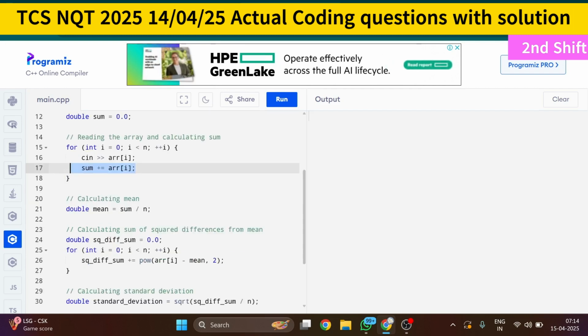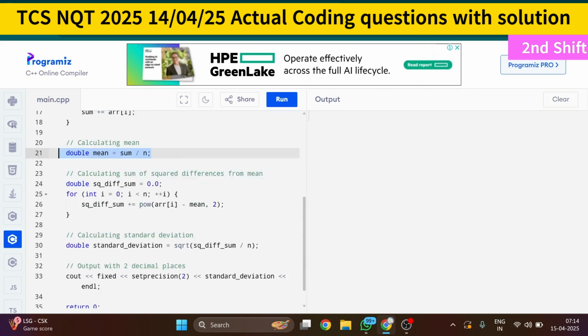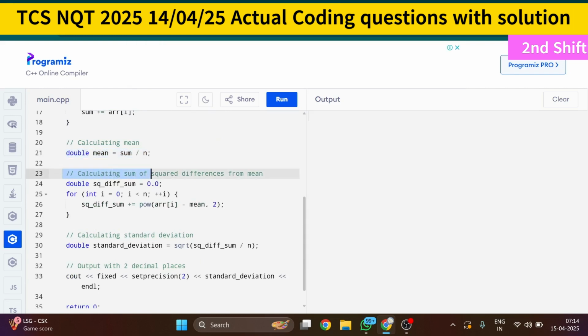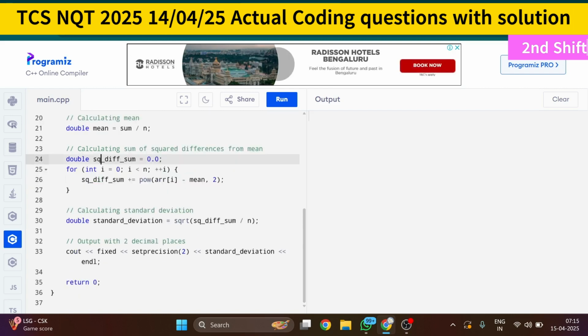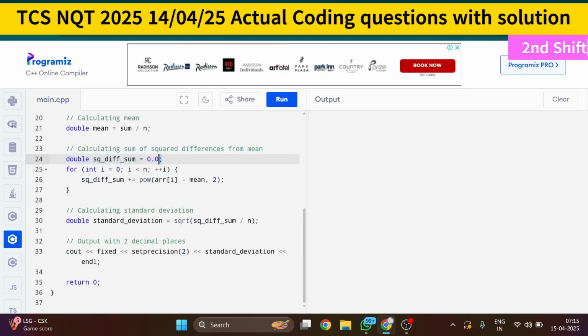Okay, why am I summing it? For calculating the mean. You know mean equals sum of terms divided by n, so I am calculating the mean. Now what do you have to calculate? Sum of the squared differences. So I am adding the square differences. First declaring the variable square difference sum equal to 0.0. Now for i equal to 0 to i less than n, square difference sum plus equal to pow(arr[i] minus mean, 2).